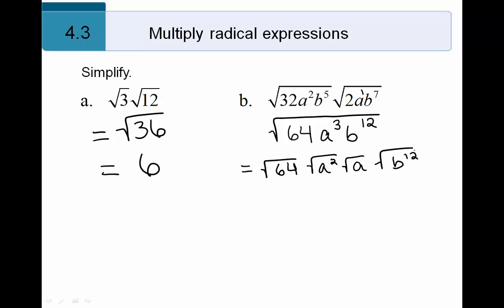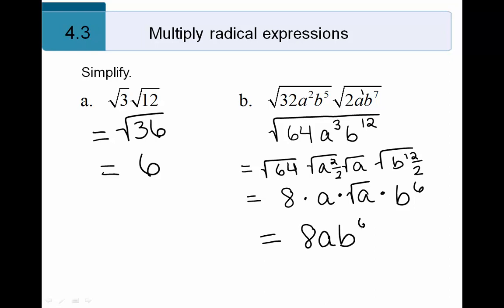So let's simplify what we can. The square root of 64 is 8. The square root of a squared is a to the first. The square root of a will just drop down. The square root of b to the 12th is b to the 6th. So keep in mind all of these are multiplied together. In future problems I probably won't put all the multiplication between them because we're just going to shove it all together. So the 8 and the a and the b to the 6th I will pull out front, multiplied by the square root of a. So 8a b to the 6th square root of a.